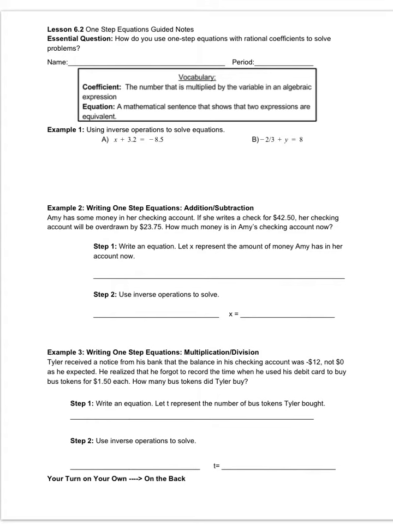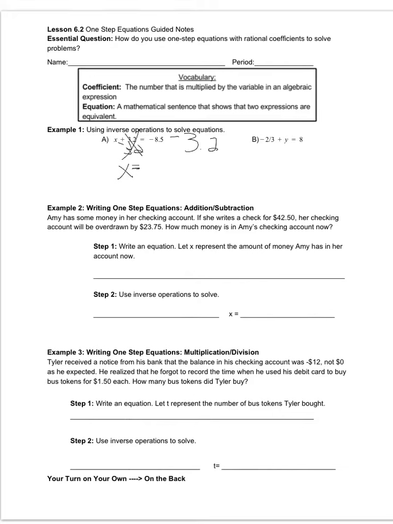So I have to take a close look at what operation is used in my equation. In this case, it is addition. So I need to do the inverse of addition, which is subtraction, to get rid of the 3.2 on the left side. So I'm going to subtract 3.2. So all I am left with is x. And since I subtracted 3.2 on the left side, I need to subtract 3.2 on the right. So my problem is negative 8.5 minus 3.2.